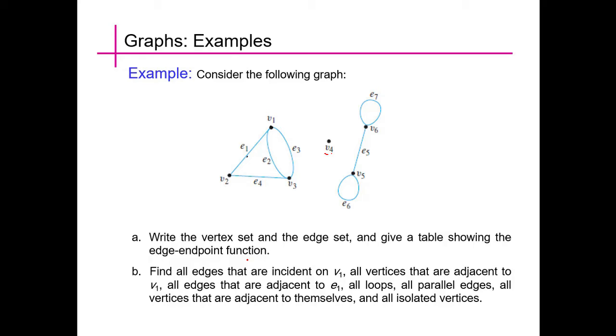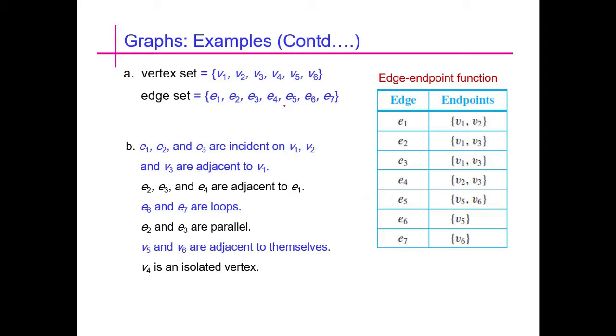So for this we see here that we have the vertex set V1, V2 up to V6, and we have 7 edges represented by E1, E2 up to E7. So how to form an edge endpoint function? We see here that E1 is related to what vertices? It is related to V1 and V2, and similarly the E2 edge is connecting V1 and V3 and so on.